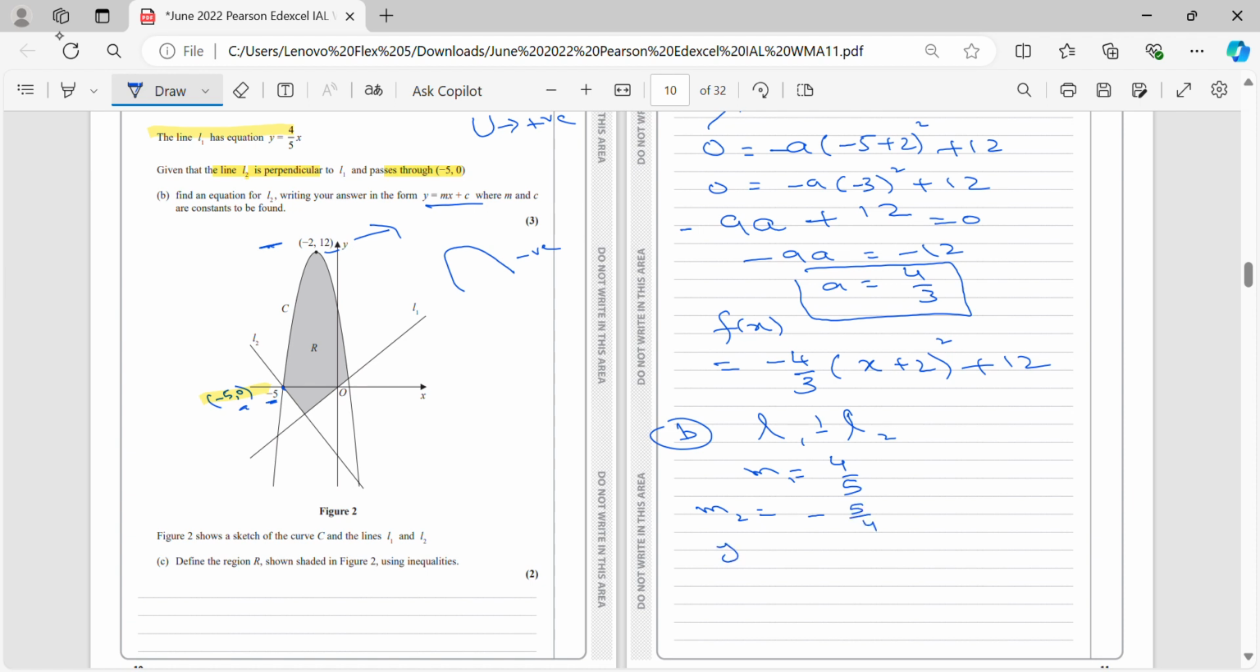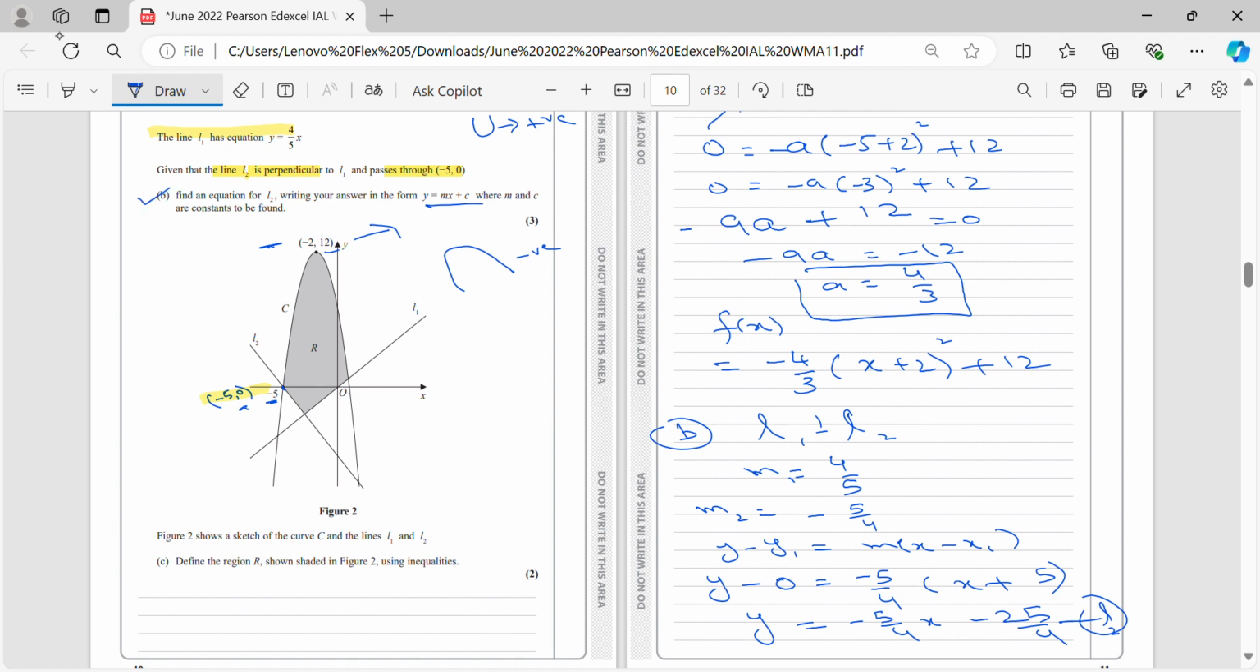Let's form the equation of a straight line: y minus y1 equals m into (x minus x1). Because it passes through (-5, 0), y1 is 0, the gradient is minus 5 over 4, and x1 is negative 5, so minus negative 5 is positive 5. So negative negative is positive, so I can write here plus 5. So y equals minus 5 over 4 x minus 25 over 4. This is the equation of the straight line L2. So this is done.